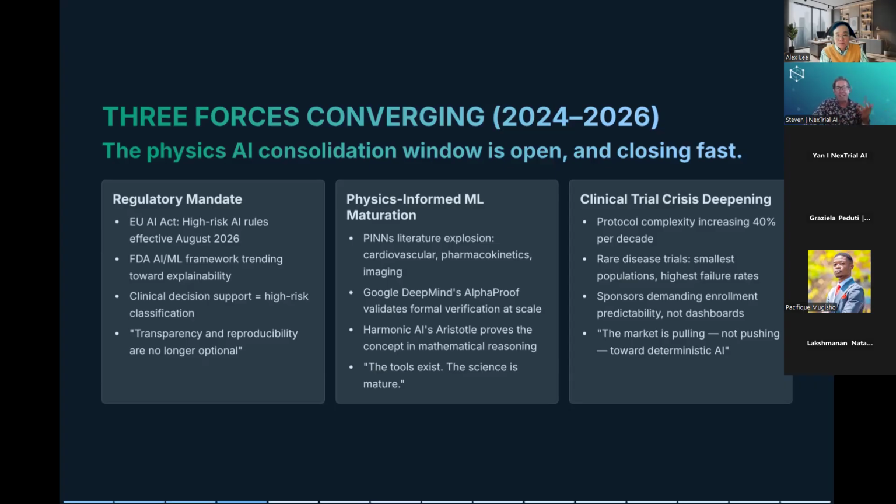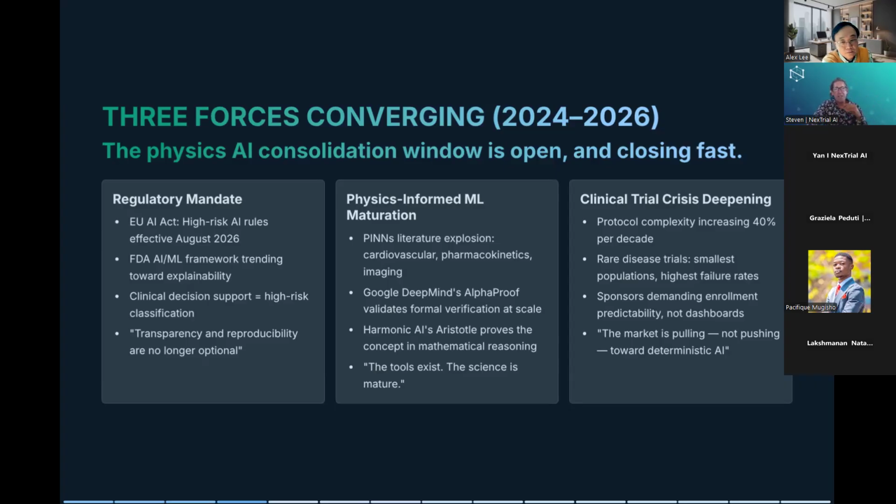Second, the science is ready, right? Physics-informed neural networks have matured drastically. The PINN literature, physics-informed neural networks, in clinical applications has exploded. And formal verification has been validated by DeepMind, Harmonic AI, OpenAI, and Meta, right? The biggest labs in the world. They're using theorem provers.